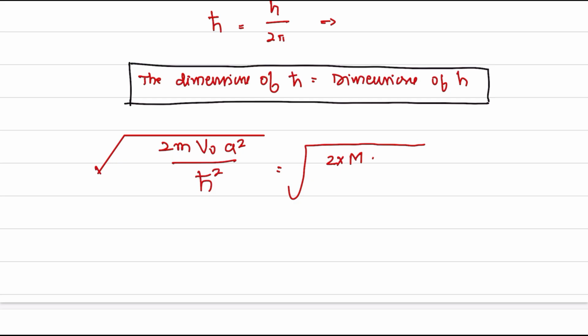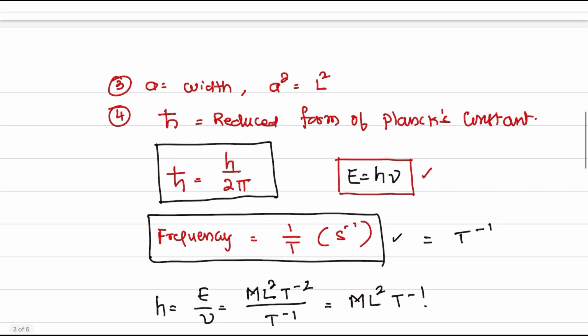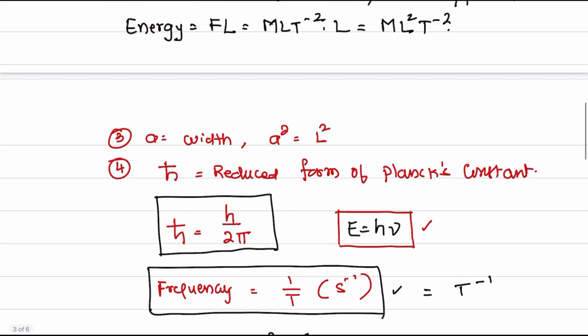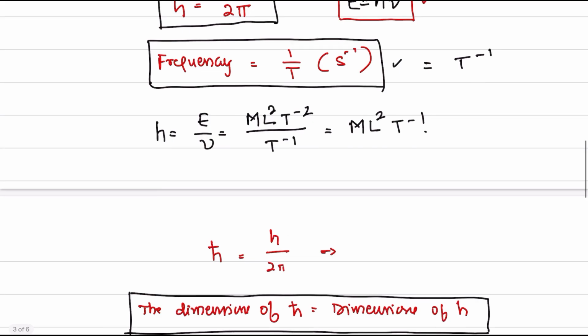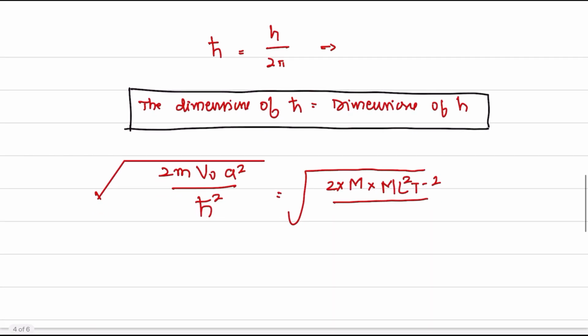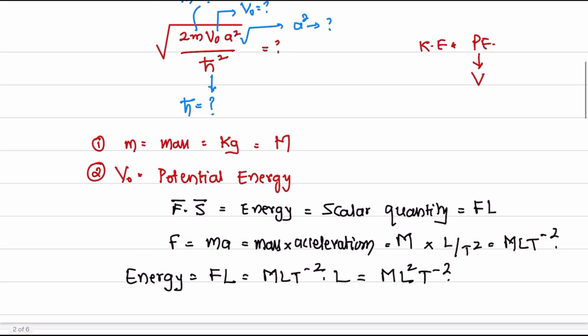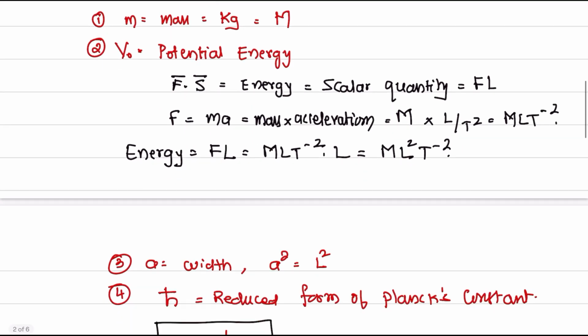V naught, what is the potential energy dimension? M L square T to the power of minus 2, divided by, what are the dimensions of h cut? M L square T to the power of minus 1. This h cut square, into this a square, which is L square.